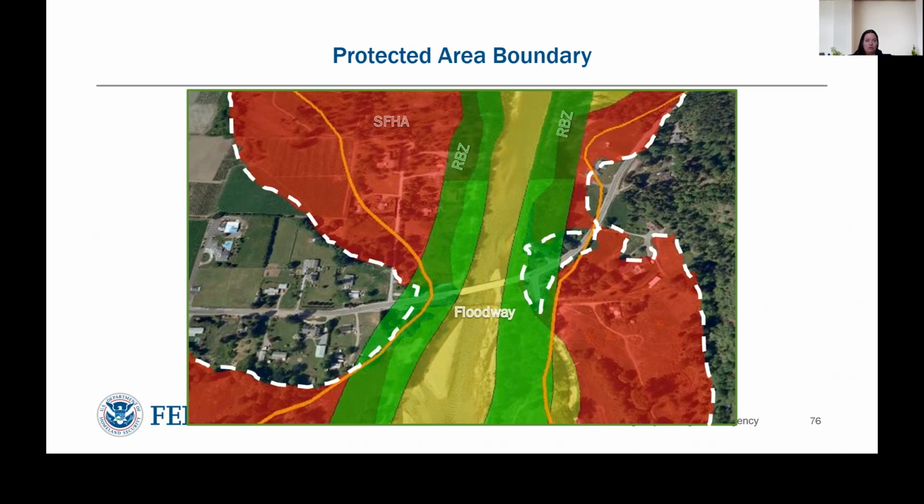This is what you have if you don't have a mapped CMZ. If you don't have any information on your channel migration zone, you're stuck with the entire extent of the SFHA as your protected area because NIMS has determined that that's what you need to assume. That's going to be the possible meandering behavior of that waterway, would be the entirety of the base flood area.